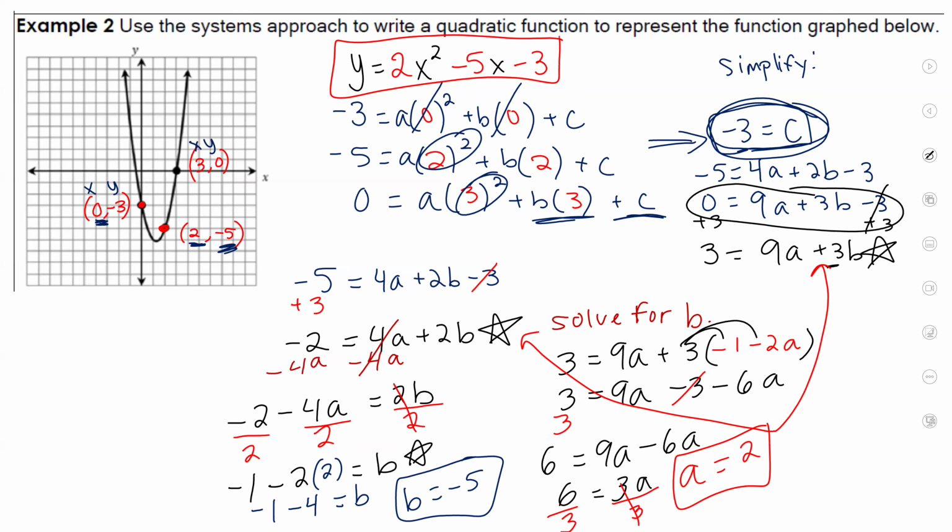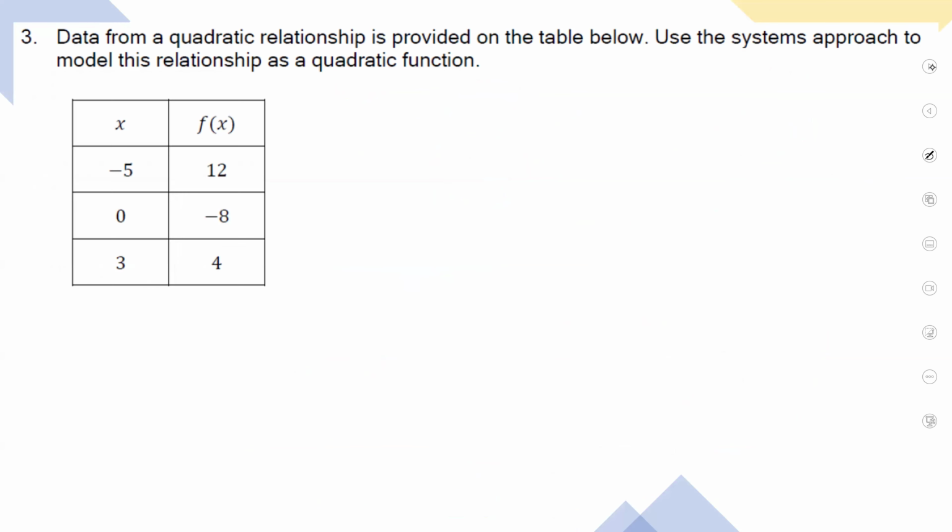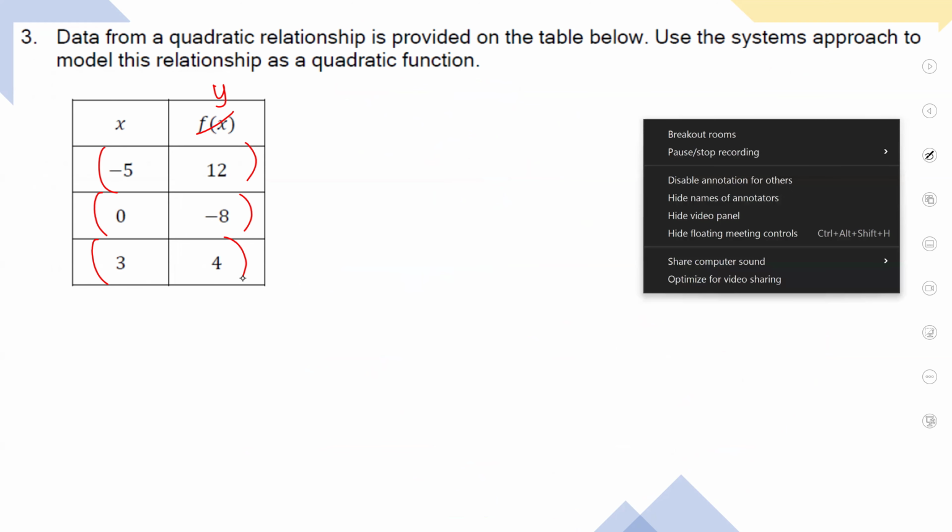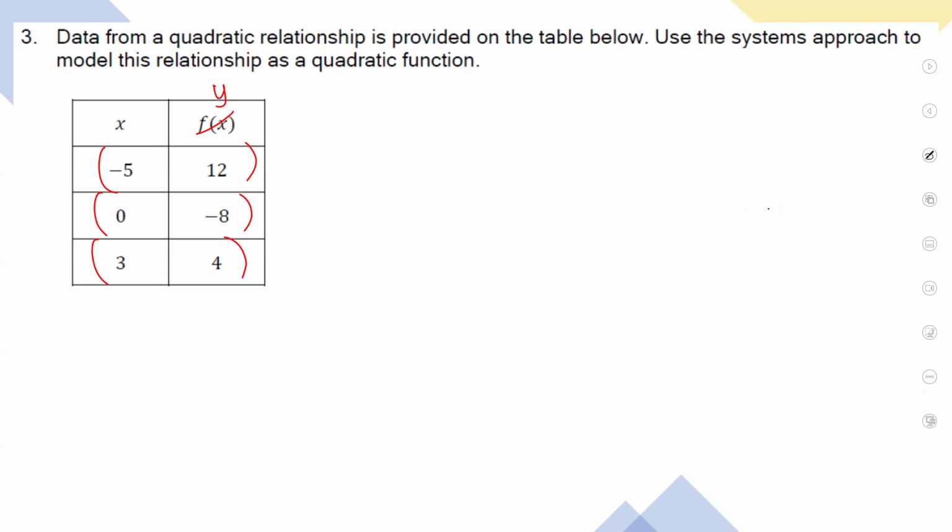I want you guys to try it with this table. Remember, guys, f of x just stands for y. So you're given your 3 points again. Those are your 3 points. They're just given in a table, okay? So you guys try. Okay, so these are your points.